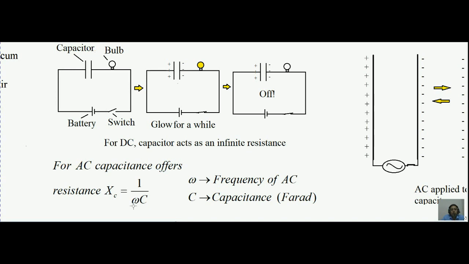So in case this omega becomes 0, means no frequency at all, that means a DC source, then the resistance will be infinite. And in case this omega has an infinite value, means infinite times per second the polarity is changing, in that case it will offer zero resistance. Okay, so for an AC source the capacitor acts as a low resistance, but for a DC source the capacitor acts as an infinite resistance.